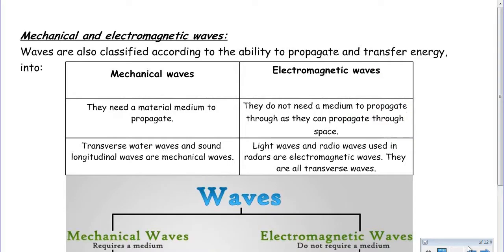Okay, let's complete our lesson. The second two types are called mechanical waves and electromagnetic waves. This classification depends on the ability of the wave to propagate through a medium. The first type, mechanical waves, need a medium to propagate and to transfer energy. But electromagnetic waves don't need a medium to propagate through, as they can propagate through space.